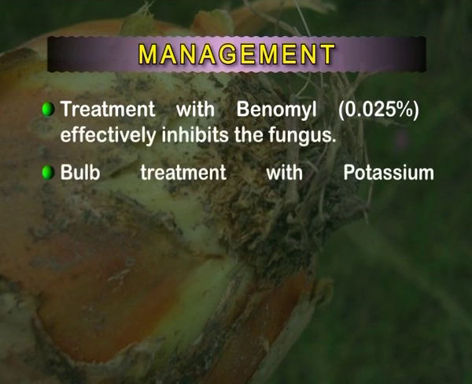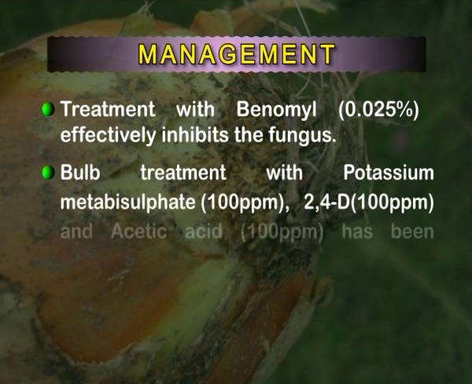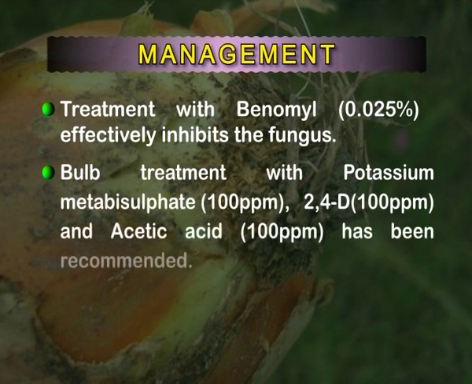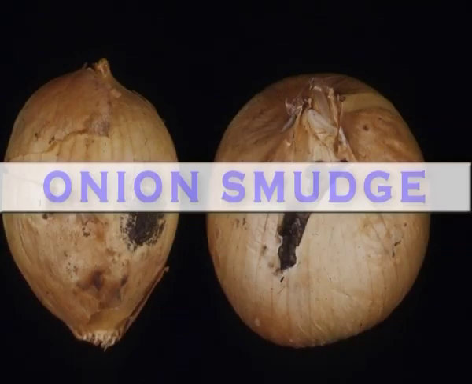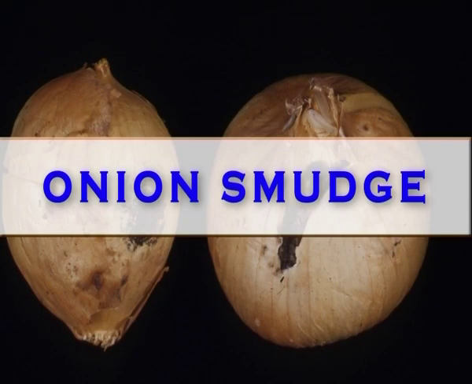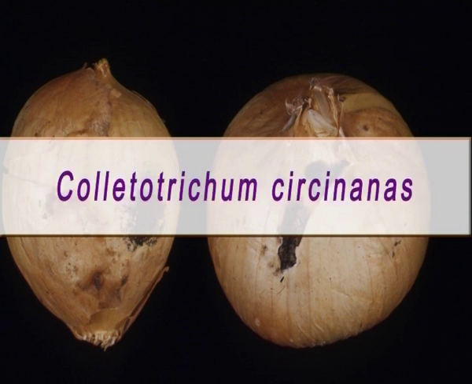Bulb treatment with potassium metabisulfite 100 ppm, 2,4-D 100 ppm and acetic acid 100 ppm has been recommended. IIHR Yellow has some source of resistance. So this is about the management of the disease. Next important disease is the onion smudge. It is caused by Colletotrichum circinans.